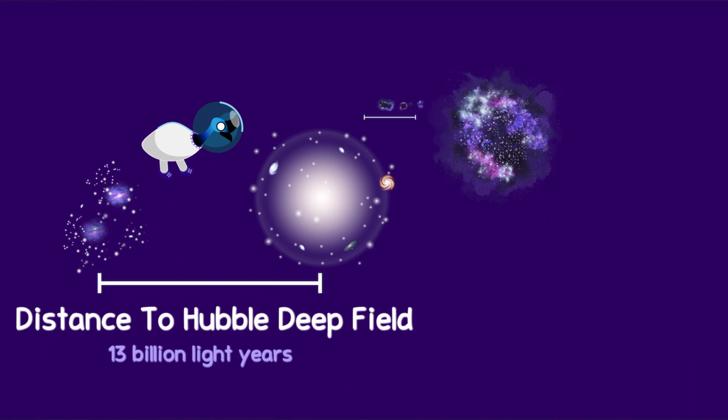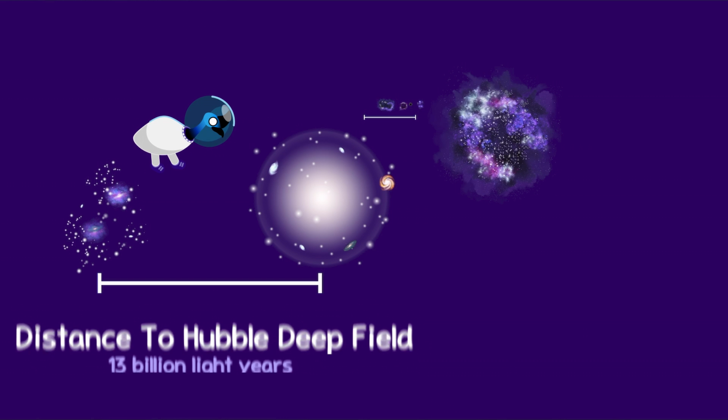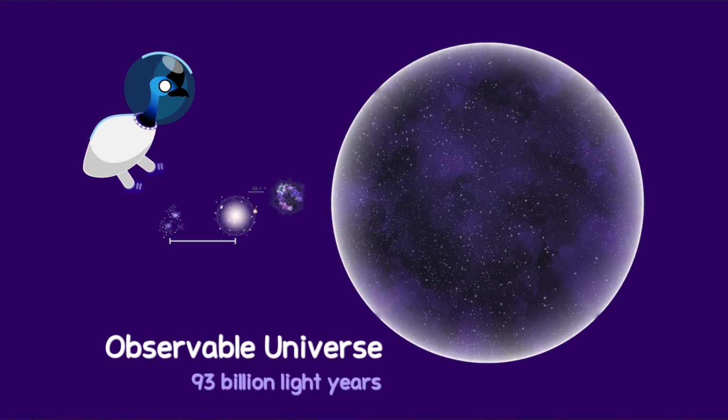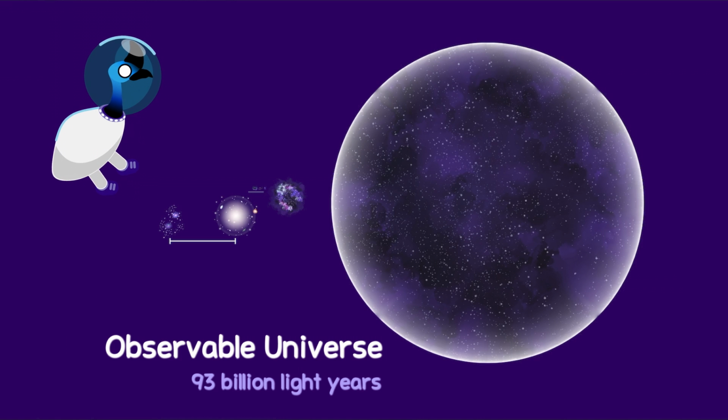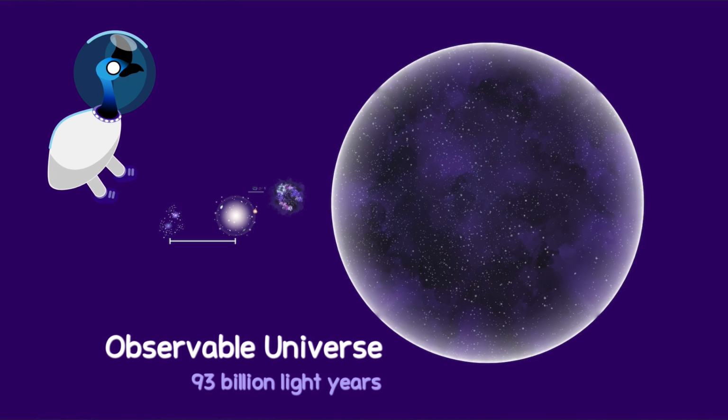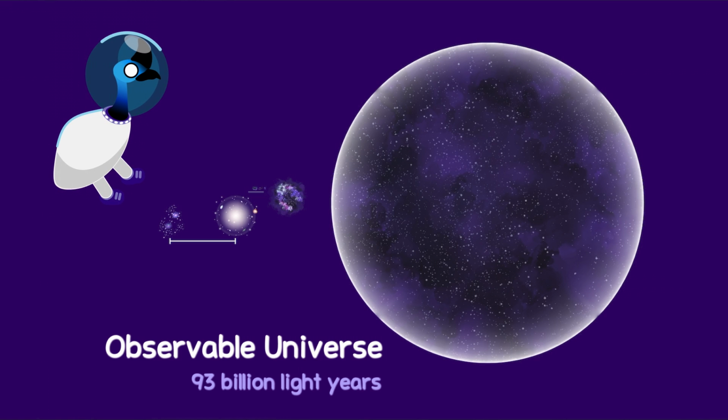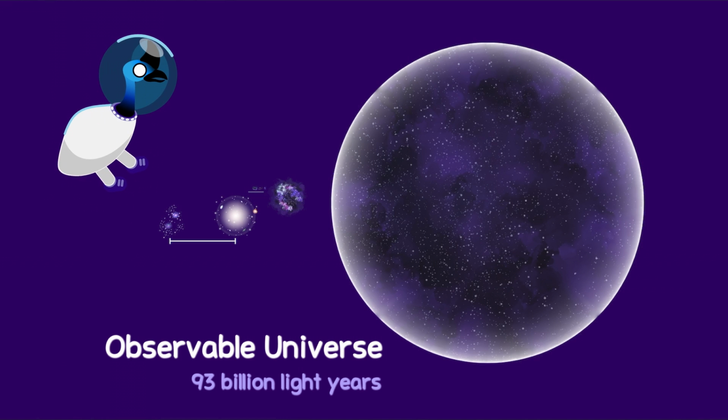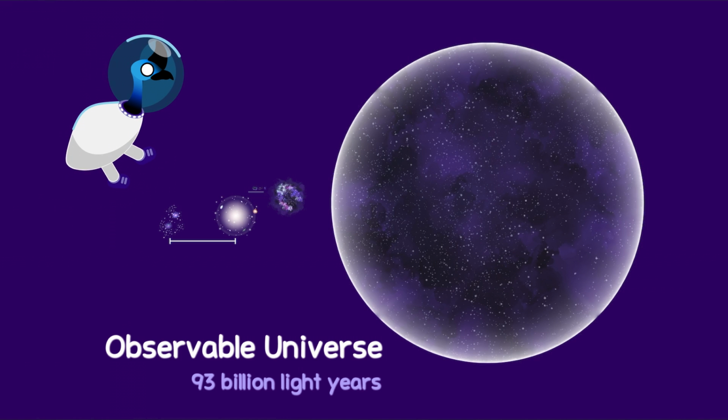Distance to Hubble Deep Field, 13 billion light-years. Observable universe, 93 billion light-years. It includes galaxies, stars, planets, and cosmic structures. Beyond this limit, the universe remains unobservable due to the limitations of current technology and the finite speed of light.